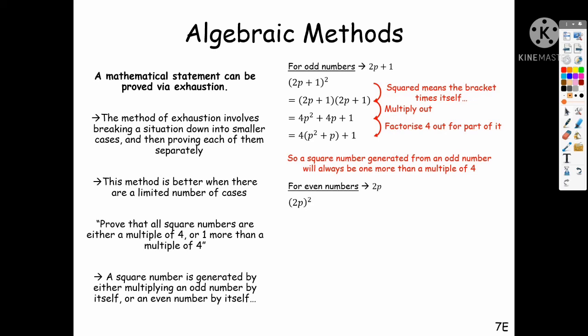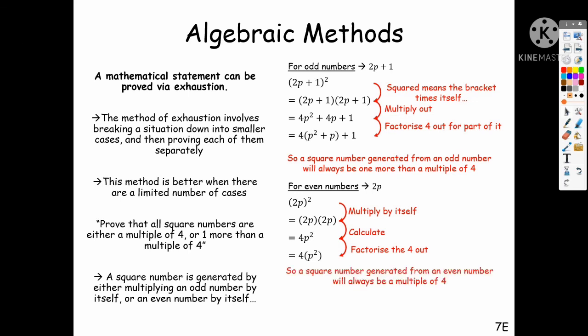For even numbers, 2p squared. So we get 2p times 2p, which is 4p squared. Factorise that 4 out, so I get 4 lots of p squared. So a square number generated from an even number will always be a multiple of 4. Since all integers are odd or even, the statement has been proved for all cases.